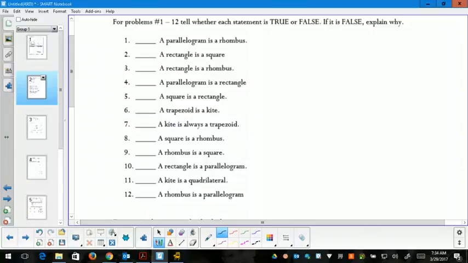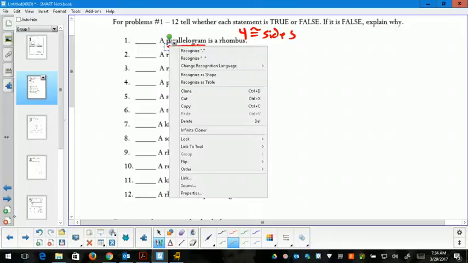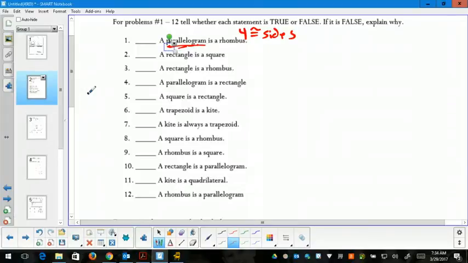First shape in the sentence meet the definition of the second shape? And this is why I stressed that you needed to know your definitions. So for rhombus, the definition of a rhombus is a quadrilateral with 4 congruent sides. Does every parallelogram meet that definition? No. So that first one is false.